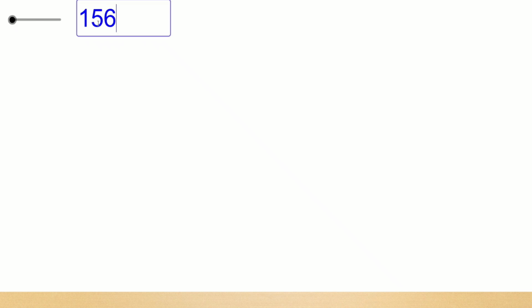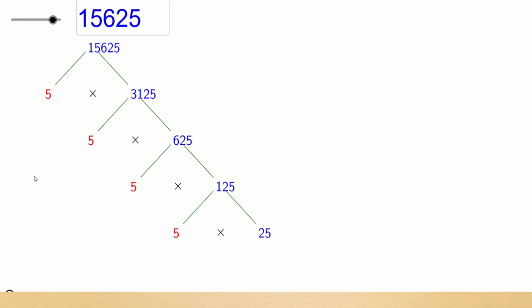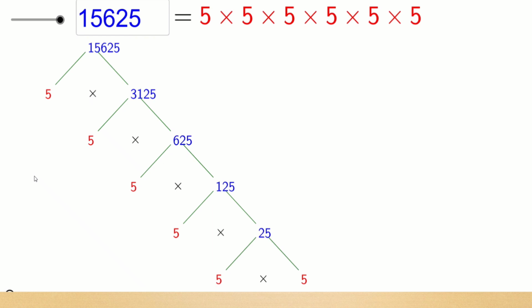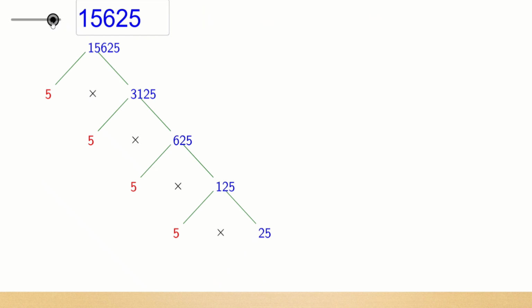Let's take a bigger number, which is 115,625. It is divisible by 5 as it ends with 5. So all the 5s are coming here and we keep on repeating the process till all the numbers we get are prime. All the branches have to end as prime.